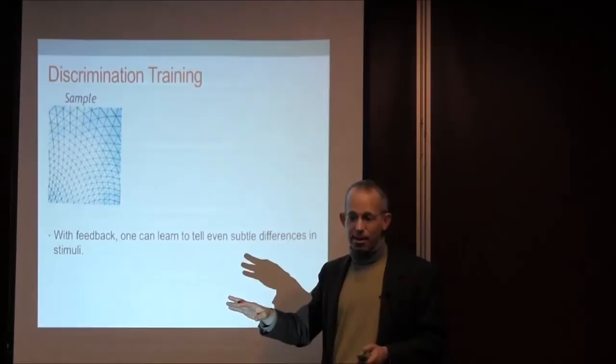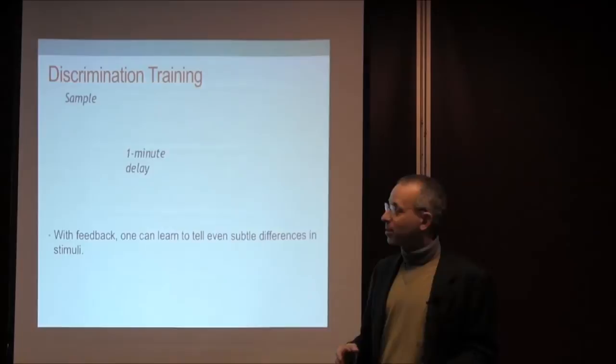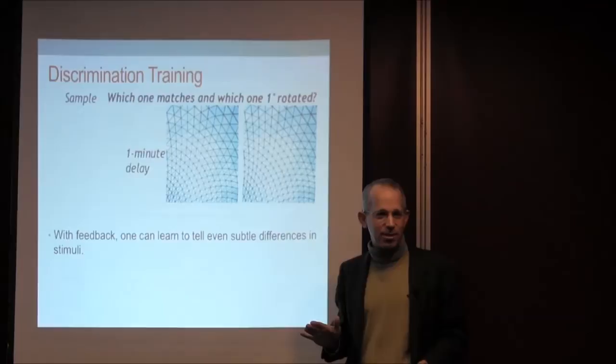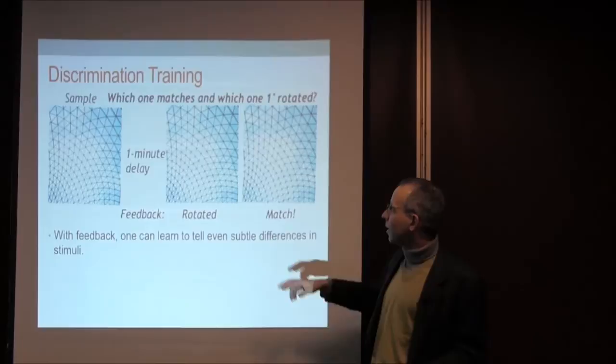So here's a sample. Imagine you see that same image after a 1 minute delay. Now I ask which of these two match the one you just saw. The only difference is there's the one you saw, and there's it rotated 1 degree. That's 1 out of 360 degrees. It seems almost impossible. I'm sure nobody here could do better than chance. But in fact, if you train people on this with feedback, you can get people to do quite well. And in fact, this is the match.